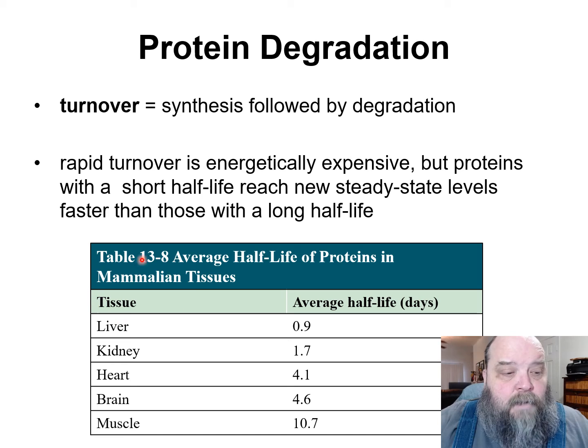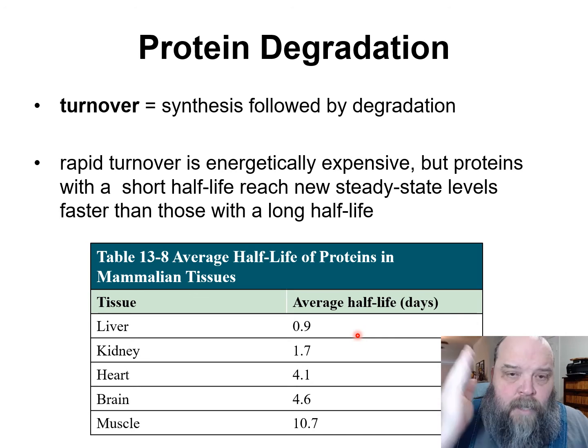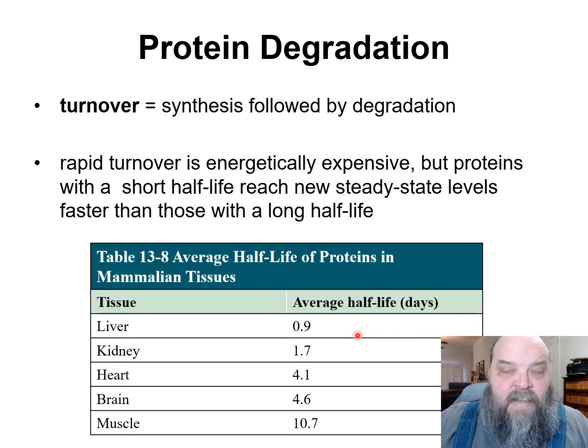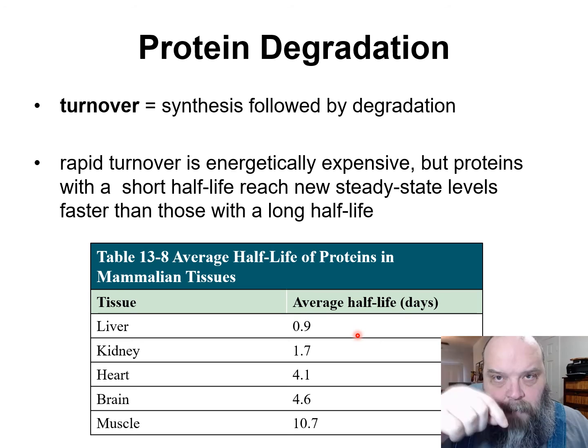I mean, you look at this example here from table 13.8 from the textbook. Proteins in the liver have an average half-life of 0.9 days. That means all the proteins made today, right this moment, half of them are only going to last 0.9 of a day. Another day, 0.9 of that remaining will be gone. Another day, 0.9 of that remaining will be gone of the ones made today.